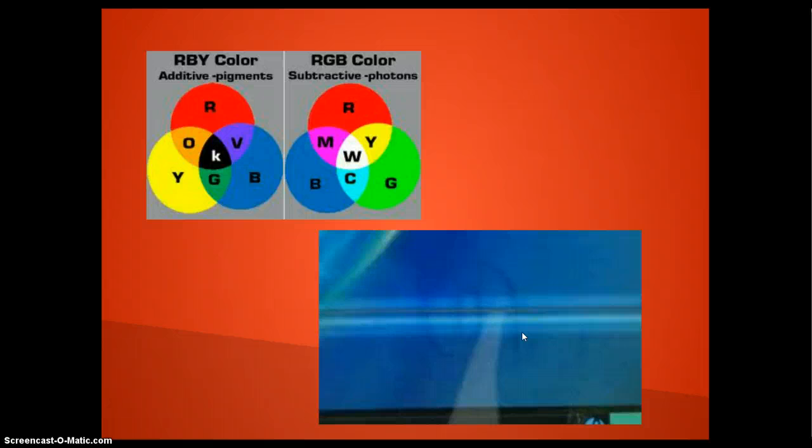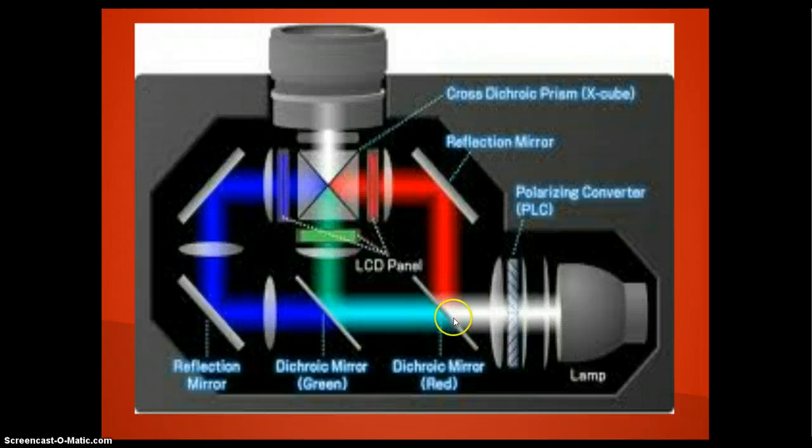And here's another picture of the inside of a projector. You can see that the light goes through the converters and goes and hits the dichroic mirrors and the reflection mirrors, and all come together and form one.